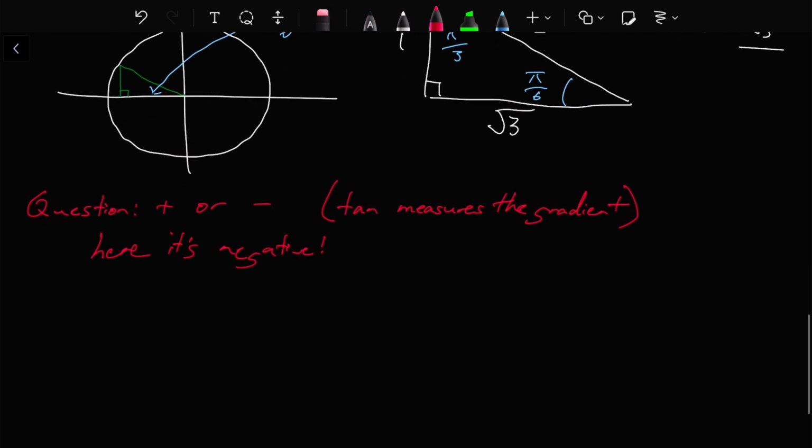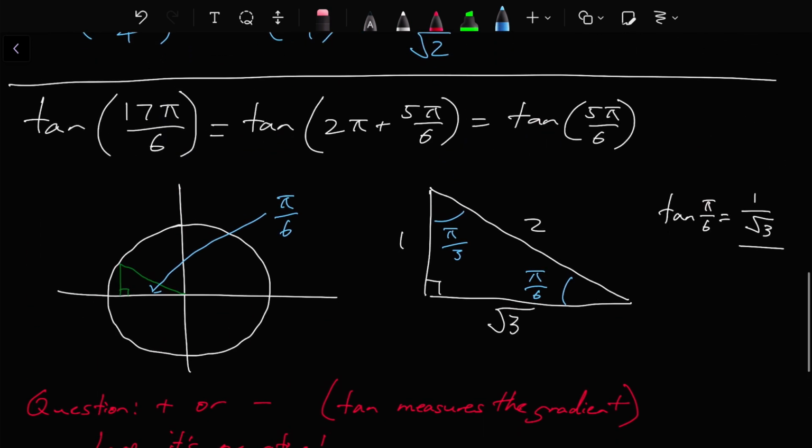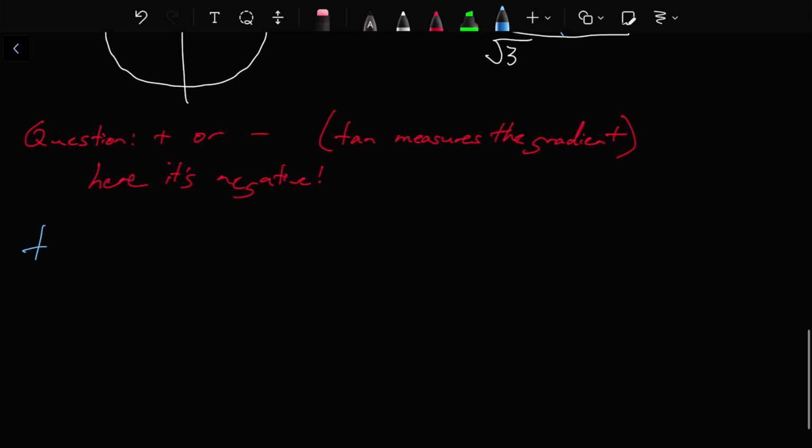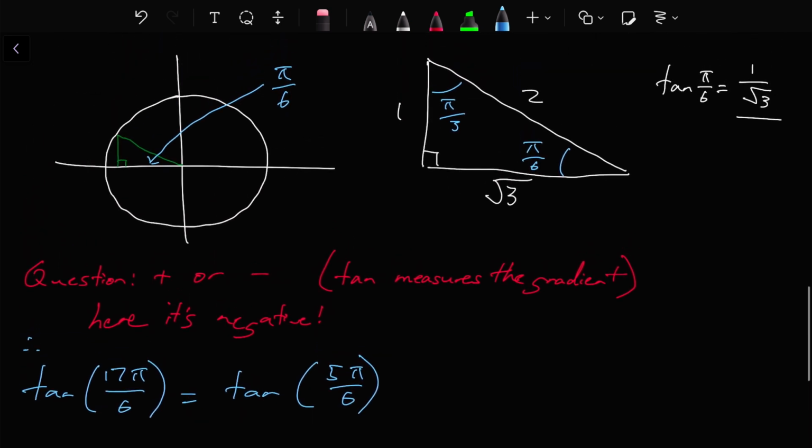Okay, which means that we can write from up here our original thing, so therefore tan of 17 pi on 6 is equal to the tan of 5 pi on 6, which is equal to the tan of pi on 6 but made negative. And the tan of pi on 6 was up here, so that's equal to negative 1 on root 3. Cool.